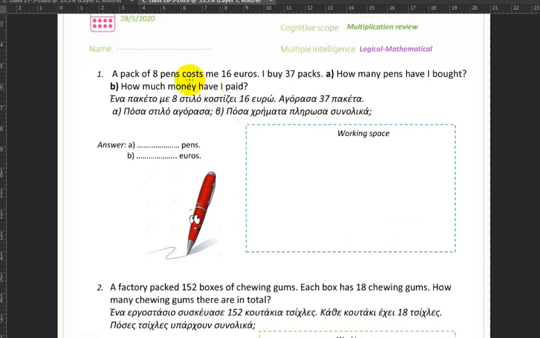A pack of 8 pens costs me 16 euros. I buy 37 packs. Question number 1, how many pens have I bought? And question number 2, how much money have I paid? So one pack has 8 pens. So we buy 37. That means we have 8 times 37. Let's do that vertically.